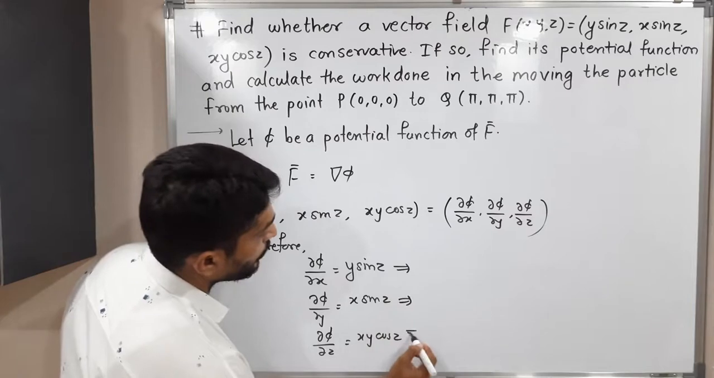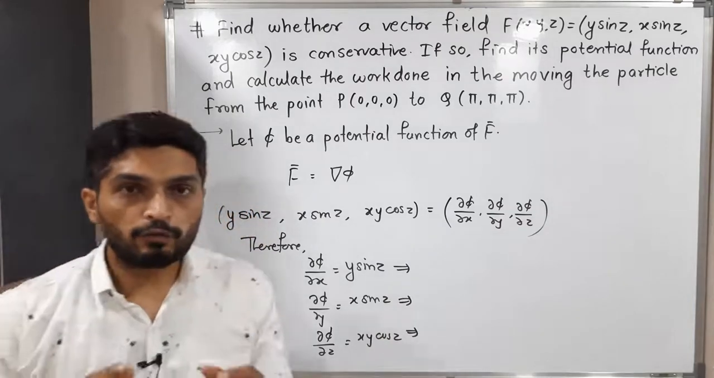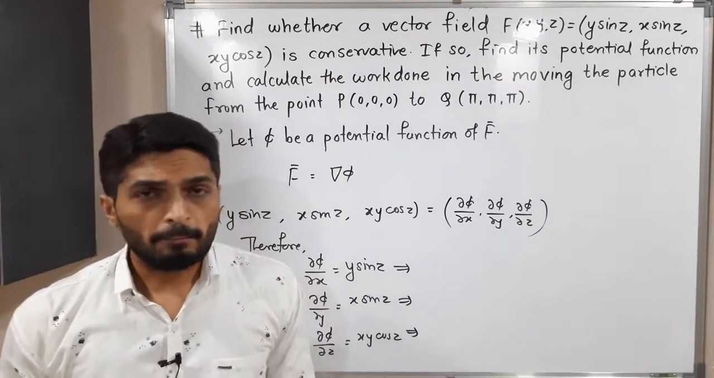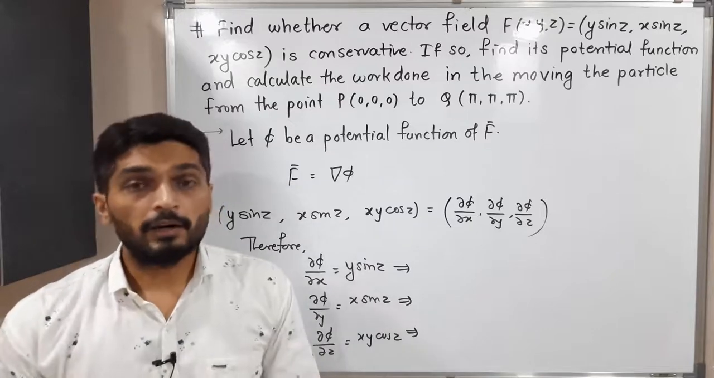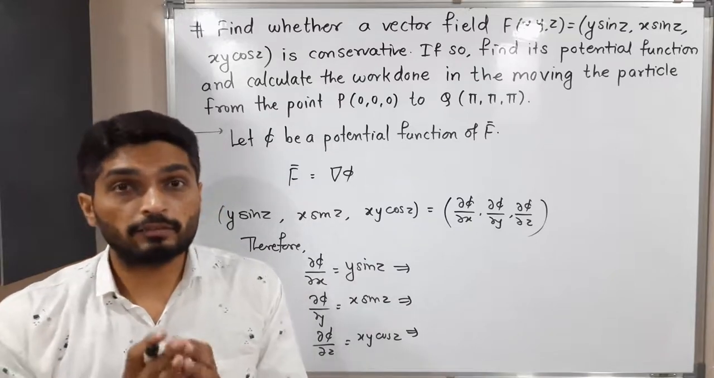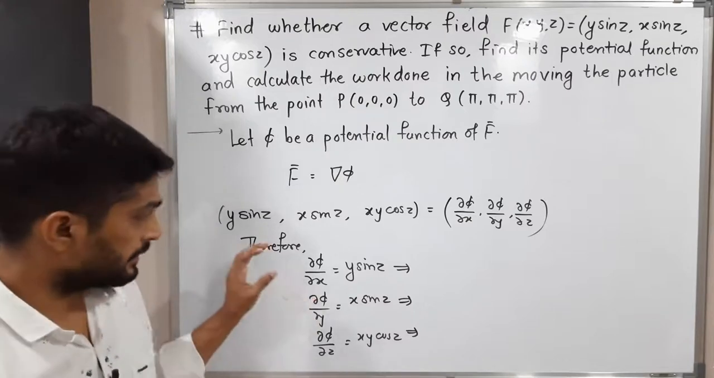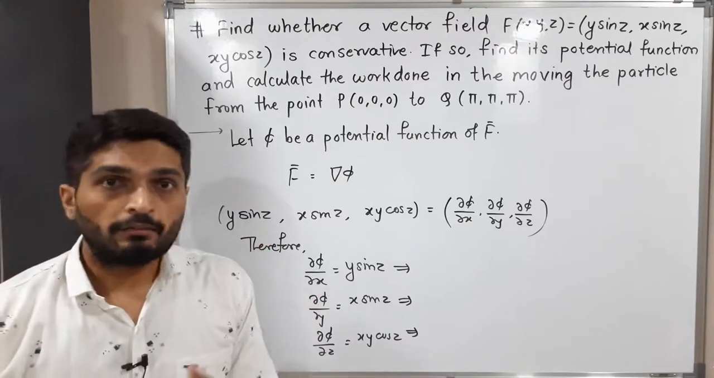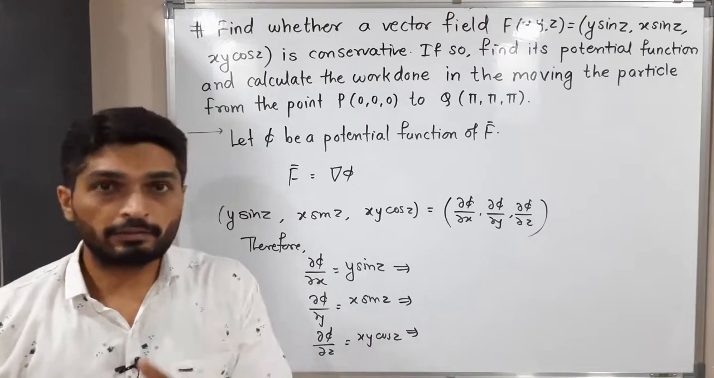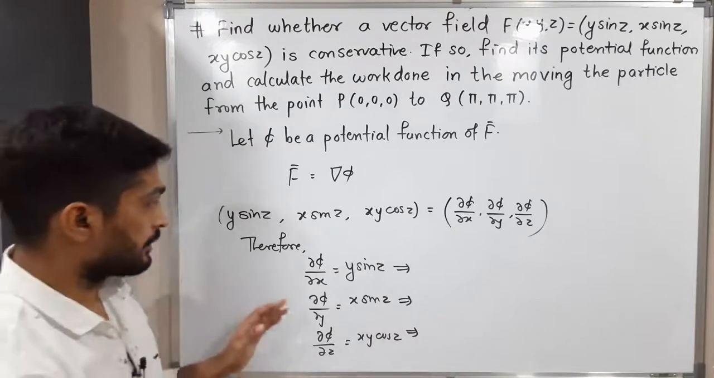Okay. So we have got partial derivatives of phi with respect to x, y, z. But what is our final target? Our target is to find the scalar field phi. So let us integrate with respect to x. We have a derivative with respect to x. When we integrate with respect to x, derivative and integration will get cancelled to each other.